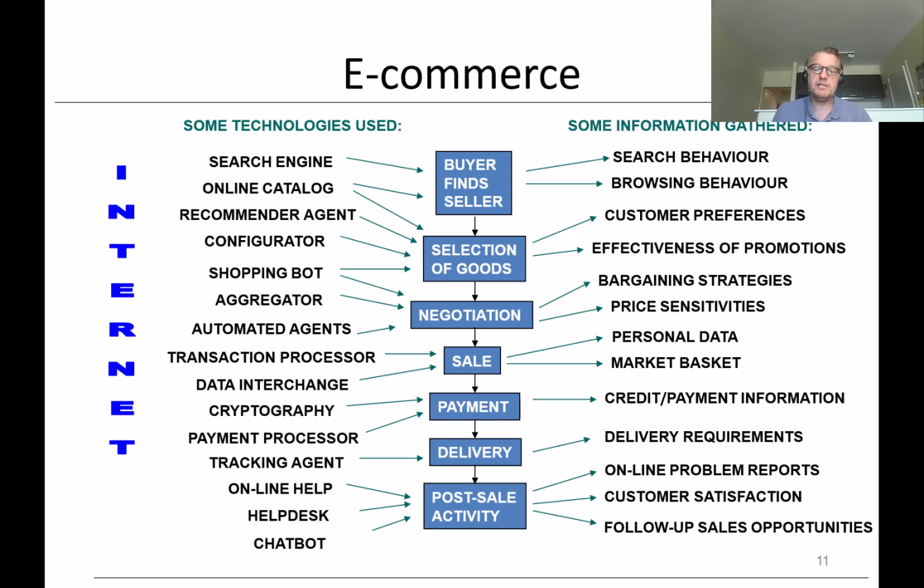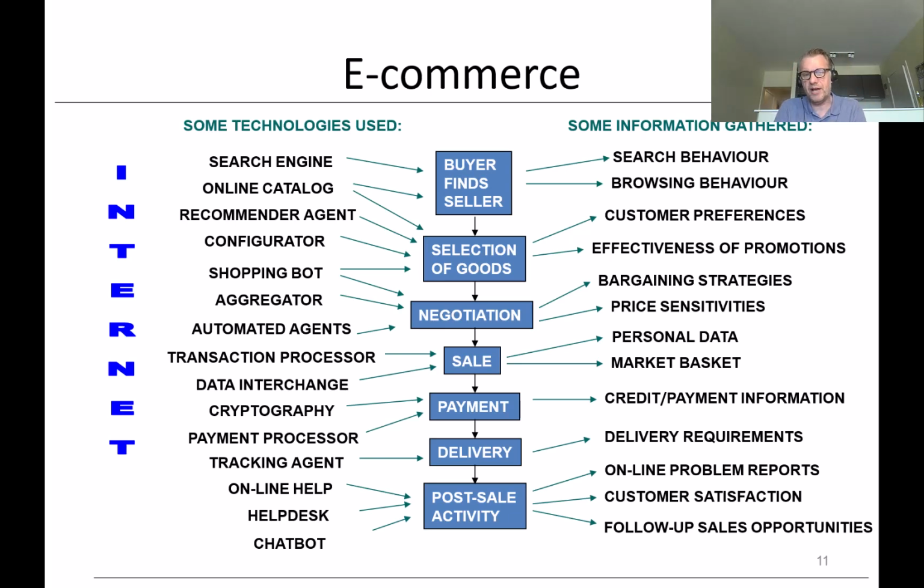A tracking agent can then also be used to help me track the Nike shoes as they make their way through the supply chain from the manufacturer to the distributor and then forward through some kind of logistics service until they reach my home address. Online help desks and chatbots can be used for post-sale activity. Most of the time it will be chatbots that will help us for post-sale activity.